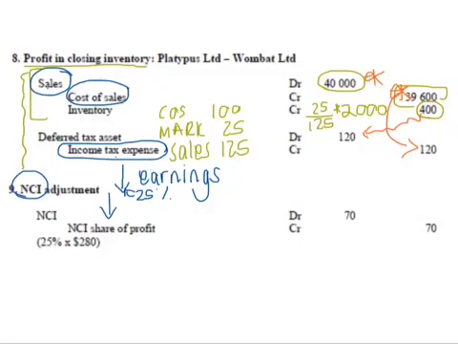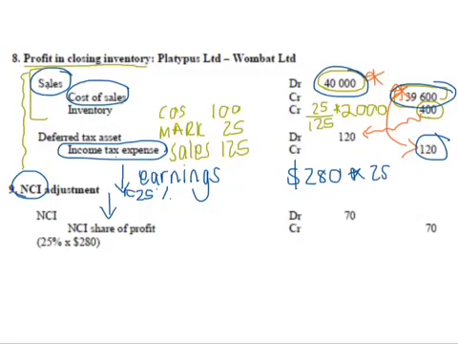So the net effect of these three is $280. 25% of that is $70. So if our earnings have dropped by $280, then we want to see that the NCI drops by 25% of that, $70. And the adjustment for all our NCI movements are made against the share of profit line item.